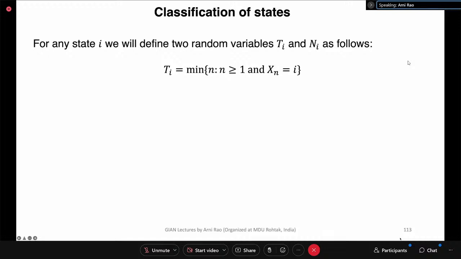Ti equals the minimum of n. What is our n here? Again the same: n is a time step, Xn. This n stands for the time step. Ti equals the minimum of n greater than or equal to 1 such that Xn equals i. If you are writing on a tablet, or with pen and paper, write it down and observe: the minimum of n, that means the minimum of the time step, such that n is 1 or more, and Xn equals i. Xn equal to i means that at the nth time step, the random variable is at state i.